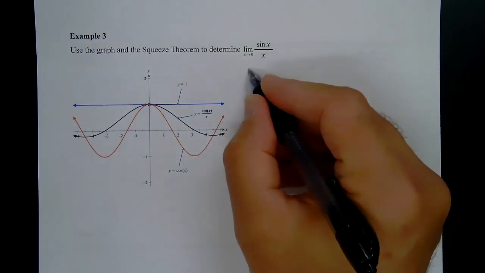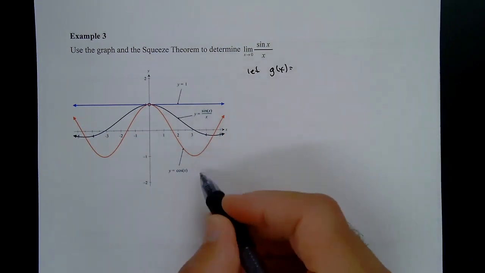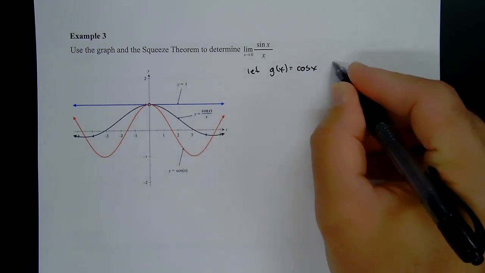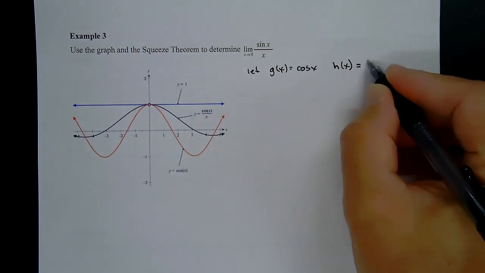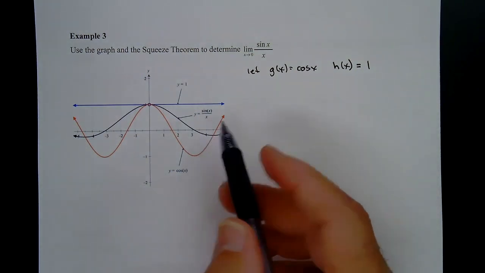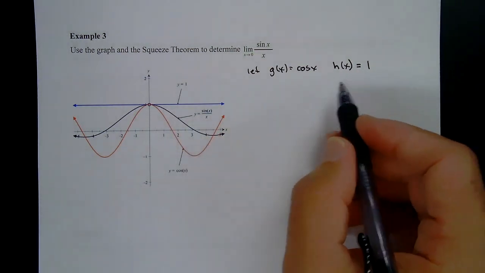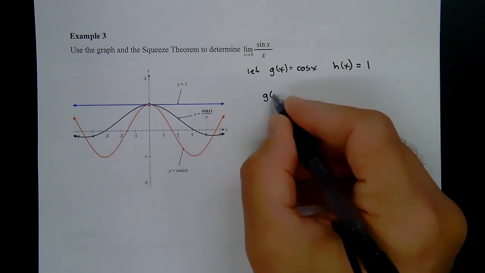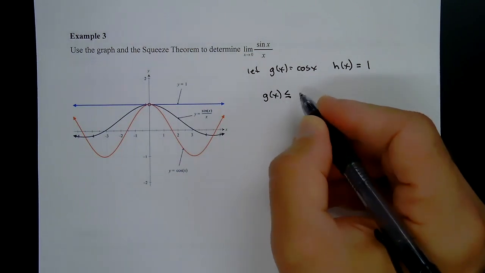But we're going to let g of x equal cosine x. And we're going to let h of x equal 1. And so what do we know about this? This f of x, which is sine x over x, the bigger one is 1, and the smaller one is cosine x. So we could write g of x is less than or equal to f of x.